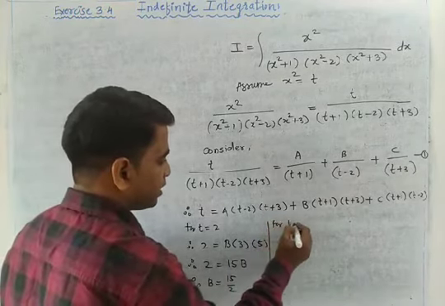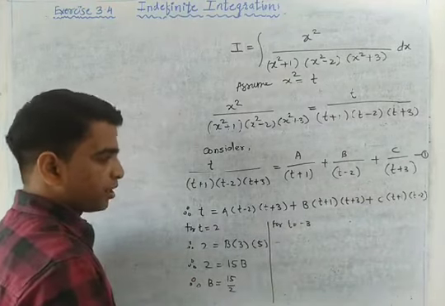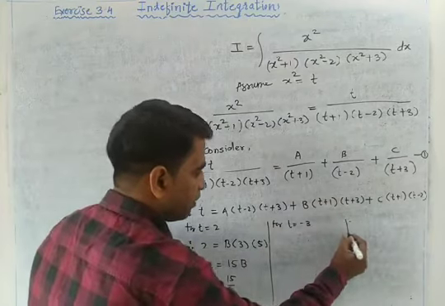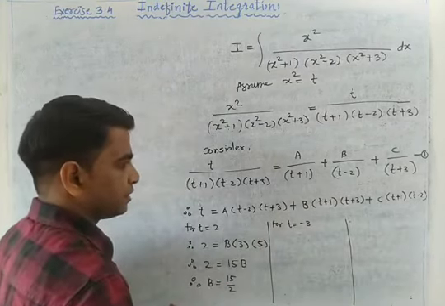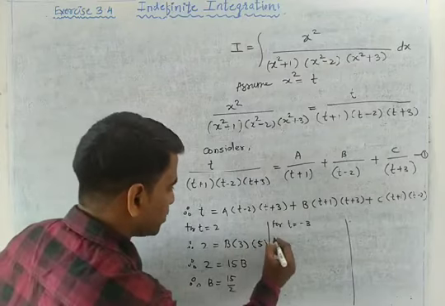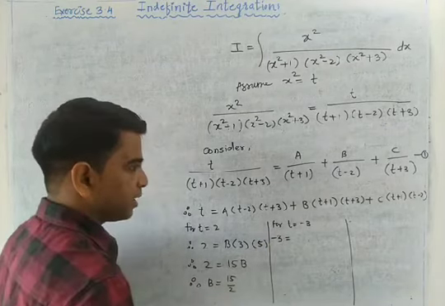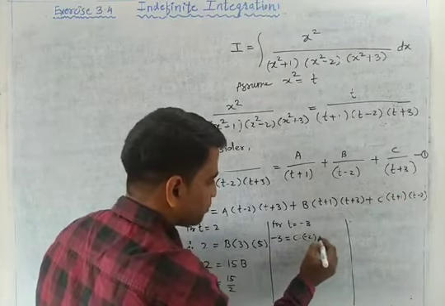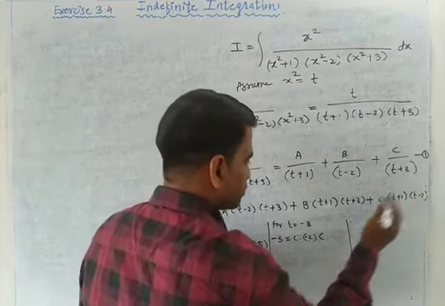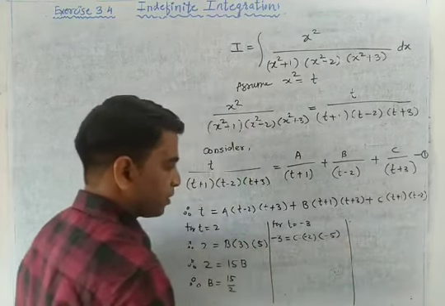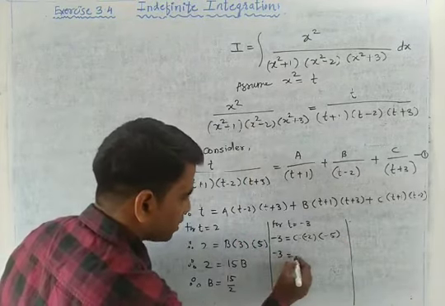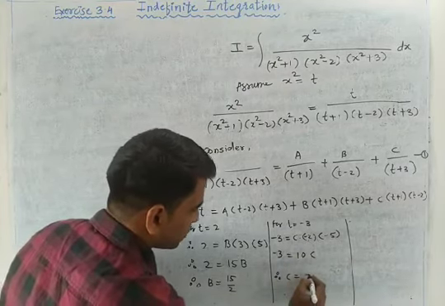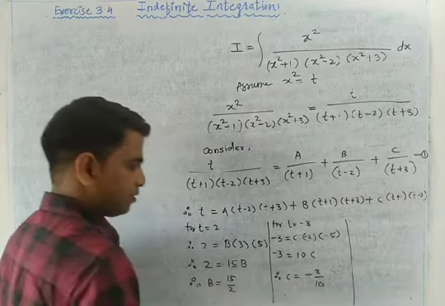In the same way, for t equal to minus 3, the a and b parts vanish. Automatically we will get the value of c. Get it? So now substitute. On the left hand side t is equal to minus 3, c into minus 3 plus 1, that is minus 2, and minus 3 minus 2, that is minus 5. Get it? So therefore minus 3 is equal to 10c. Therefore c is equal to minus 3 upon 10.